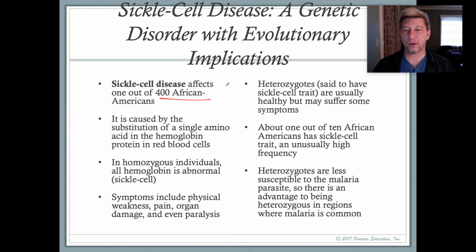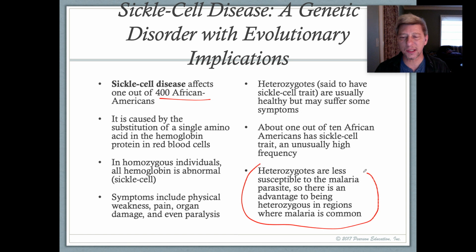Now, heterozygotes are said to have the trait, but they're typically pretty healthy. They don't really show the sickle-cell traits. And about 1 out of 10 African Americans actually has the trait, is a carrier for this. But here's the interesting thing. It turns out that heterozygotes are less susceptible to malaria.